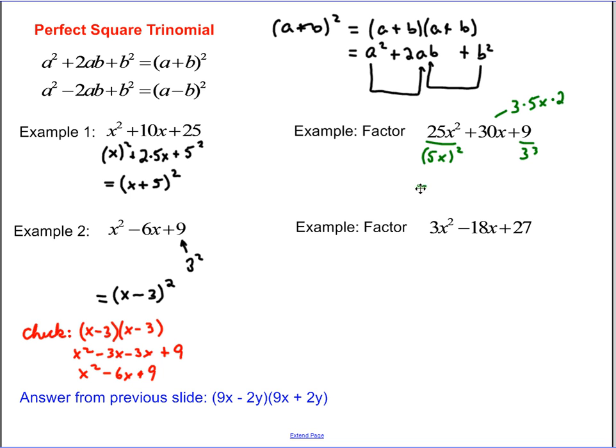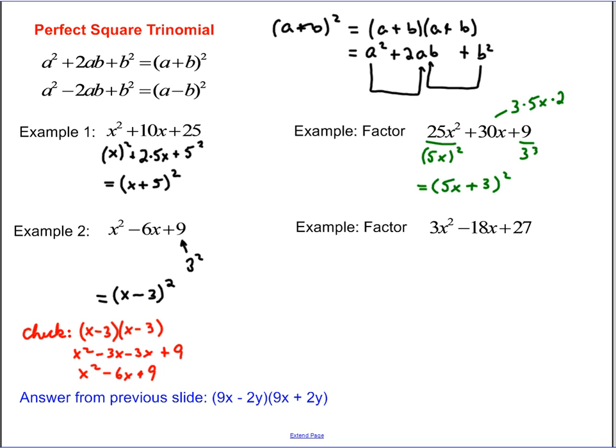So this should factor as 5x, positive from our 30x, so we take the plus from that, and then the square root of our last term, which would be 3, squared, and this would be our factorization.